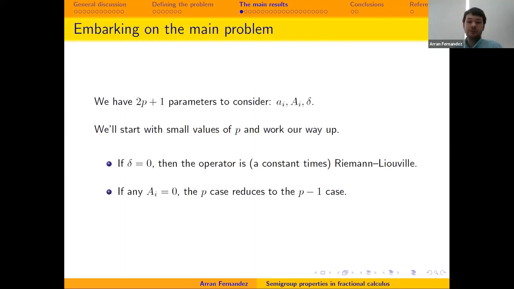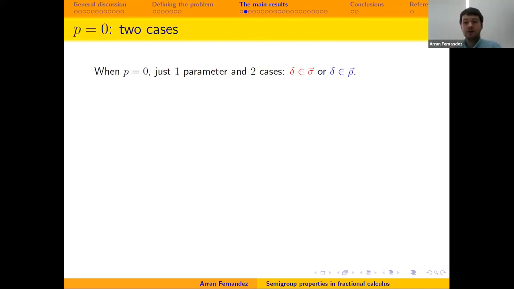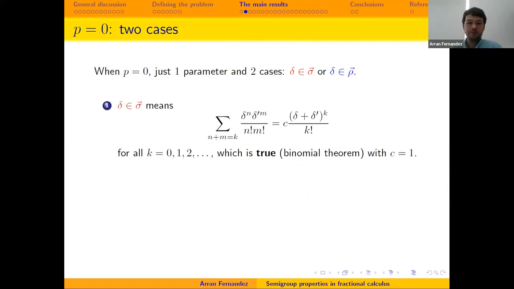We have 2p plus 1 parameters in general. So now it's just one parameter, which is delta. Two possible cases, delta red or delta blue. Delta red means we should have this identity. That's true. That's just the binomial theorem.